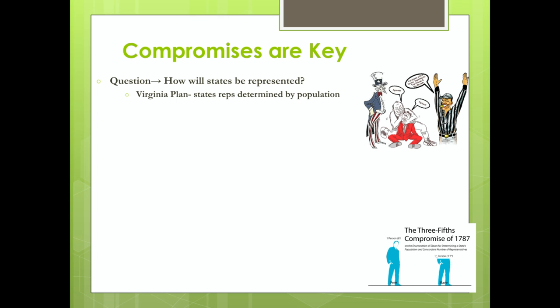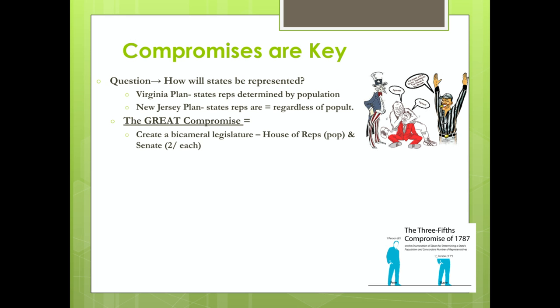The states would get their representatives in the new legislature, or the new Congress, but it would be based on population. Of course, all of the large states were for that. Small states were not. So the small states come up with their plan, known as the New Jersey Plan. In this plan, state representatives are equal regardless of the population. And so we have these two conflicting plans. The compromise that is going to be reached is known as the Great Compromise, basically taking these two plans and applying them to a 2-house legislature, or a bicameral legislature.